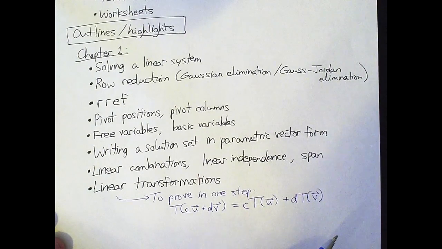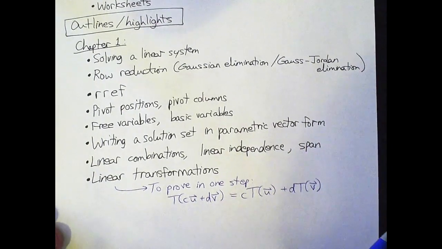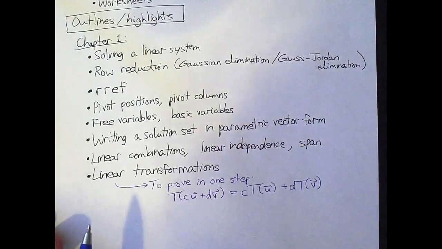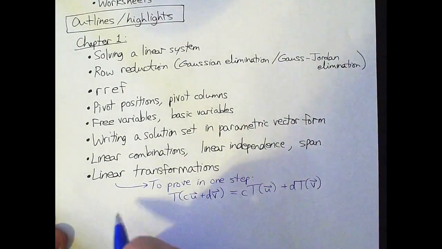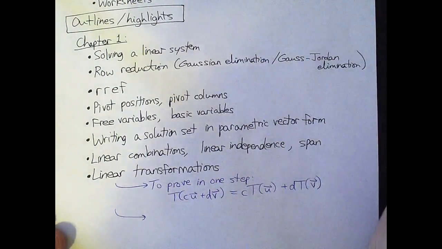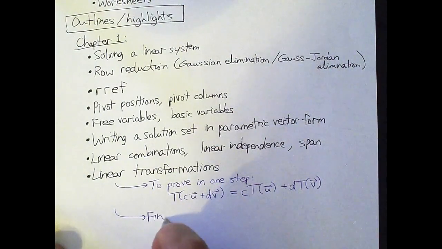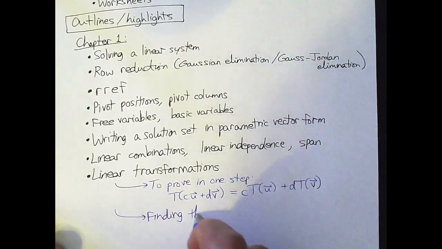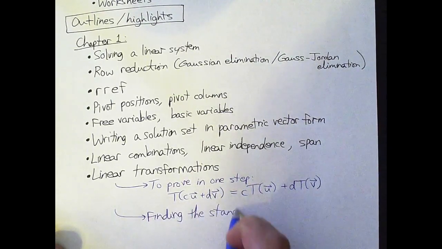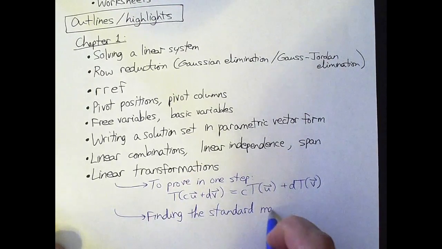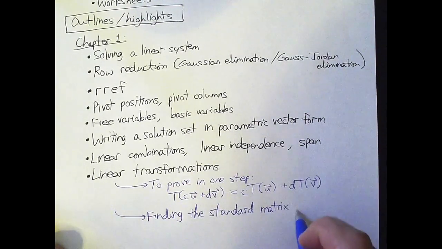That's if something is a linear transformation and you're trying to prove it. You prove this one thing, left-hand side equals right-hand side, and you're done. I guess another thing about linear transformations, which was all in chapter 1, was finding the standard matrix A.